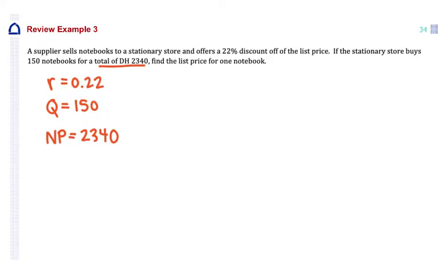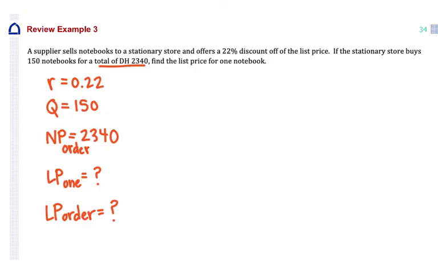So that must be the net price of the whole order. So let's just keep that in mind. And we want to find the list price for one item. So this is a little bit confusing because we've got the net price for the whole order, but we want to find the list price for one item. So why don't we first find the list price of the whole order, and then we can use that to find the list price for one item.